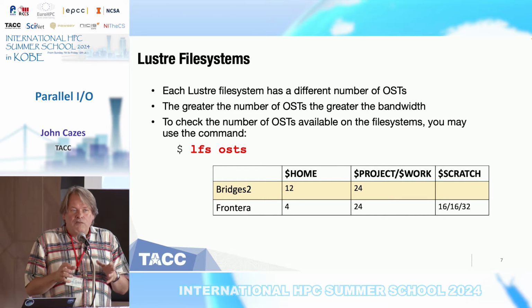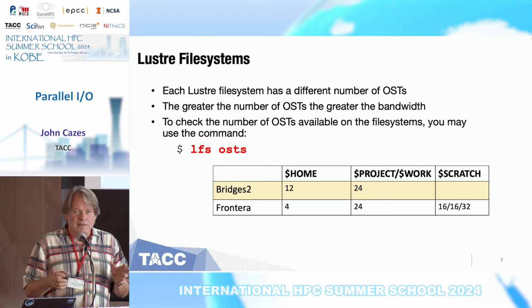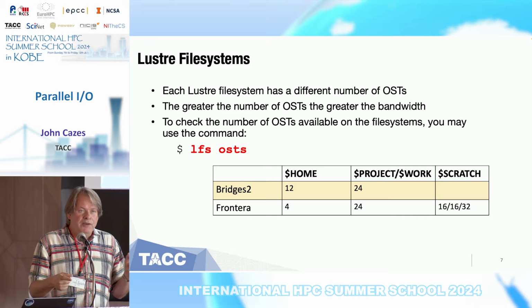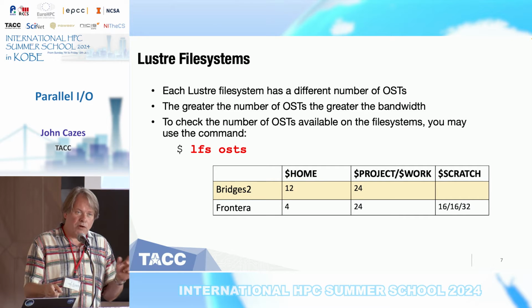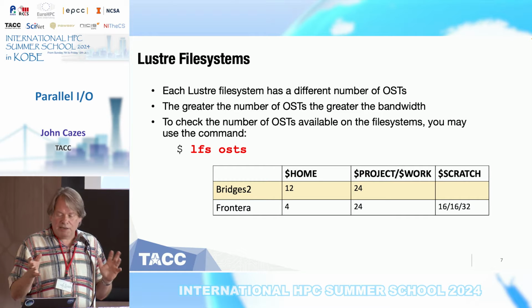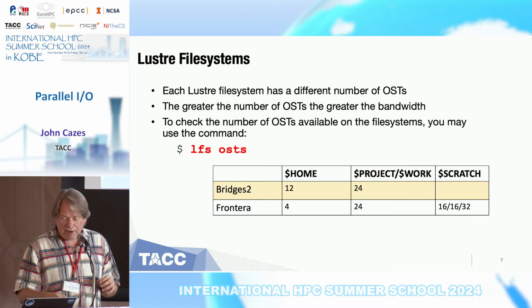And so if you're on a Lustre file system, you can run this command, lfs osts, and see how many backend servers you have. We've been doing our labs on Bridges, and if you run it there, you'll see that home has 12, and your scratch area has 24. I also listed the other system I'm most familiar with, ours at TACC, Frontera.